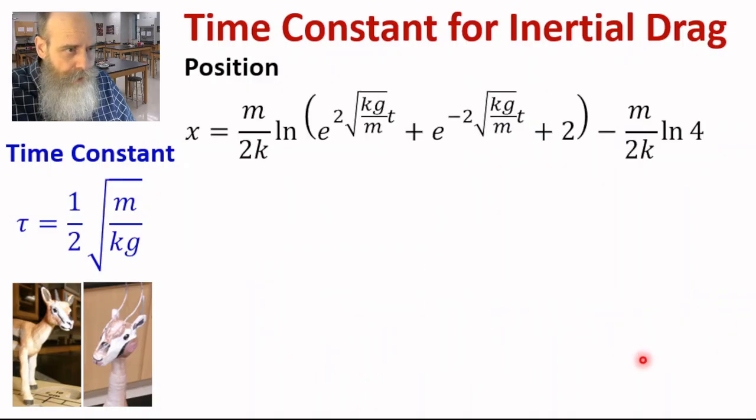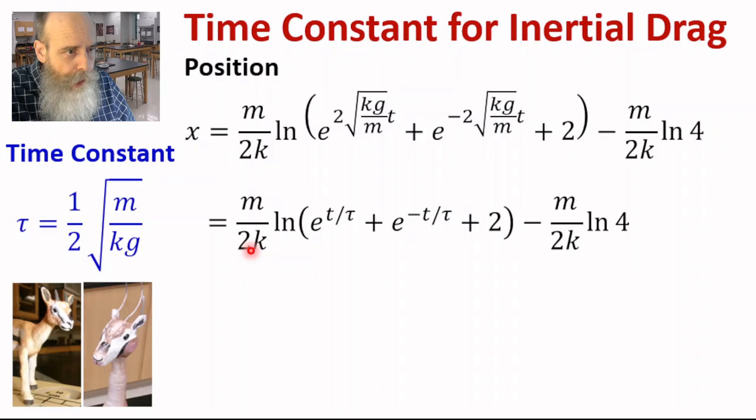And now the position. This is our position function. Let's put in tau. This is what we get. m over 2k ln of e to the t over tau plus e to the negative t over tau, plus 2, minus m over 2k ln 4.